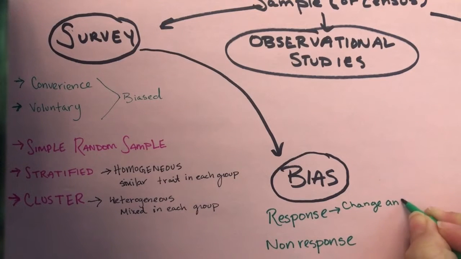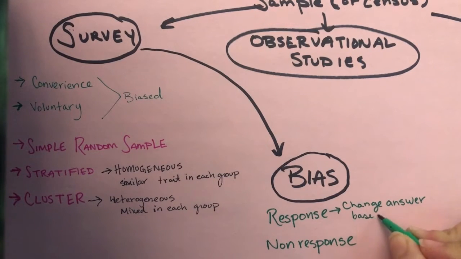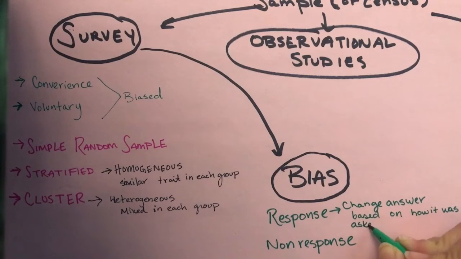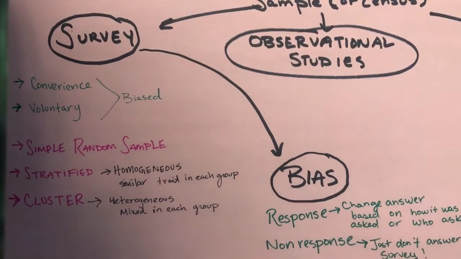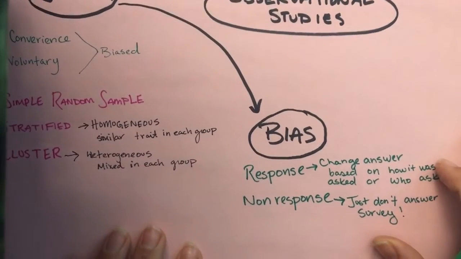Now be careful when you're taking a survey. You want to eliminate as much bias as possible. Some types of bias we've talked about are response bias. That's where you're going to change your answer. You're not going to tell the truth because of who's asking it or how the question's asked, the wording of the question. And then there's non-response, where you just don't answer the survey at all.